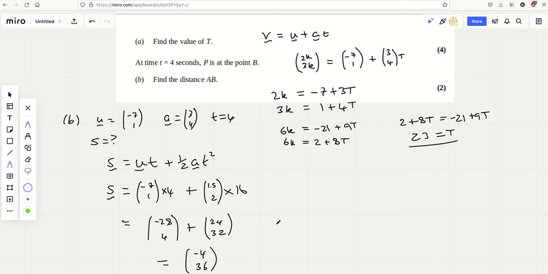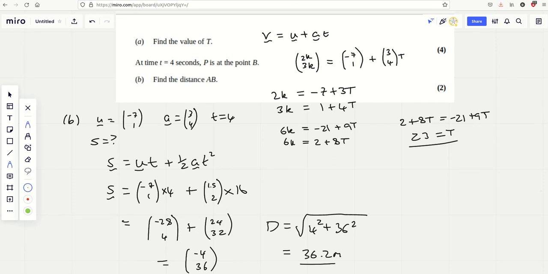We now just need to find the distance, so we need Pythagoras. So the distance is going to be the square root of 4 squared plus 36 squared, and that comes to 36.2 meters, to 3 significant figures. Okay, I hope that one wasn't too bad either.